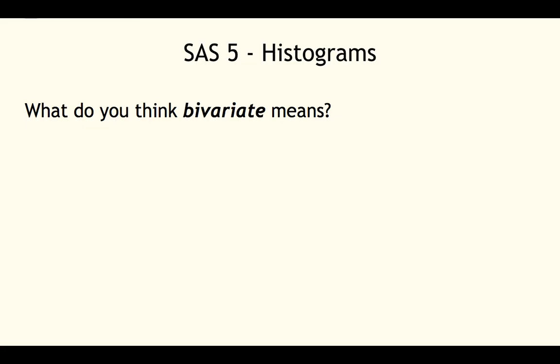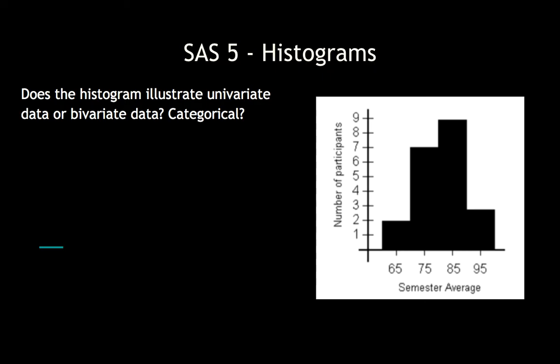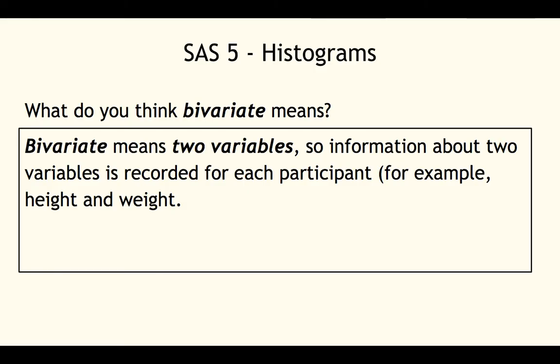Bivariate. Bi means two, so if univariate means one variable, bivariate means two variables. So this is information about two variables that are recorded for each participant. So in this case, for example, height and weight.